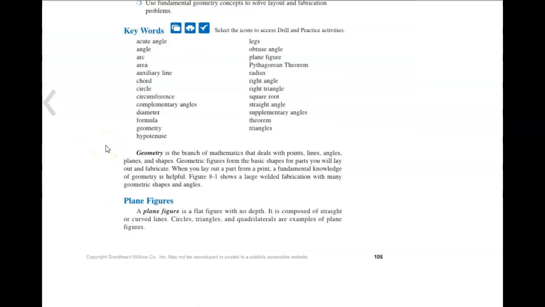Plane figures. A plane figure is a flat figure with no depth. It is composed of straight or curved lines. Circles, triangles, and quadrilaterals are examples of plane figures.